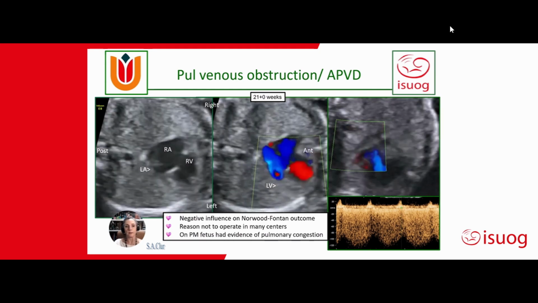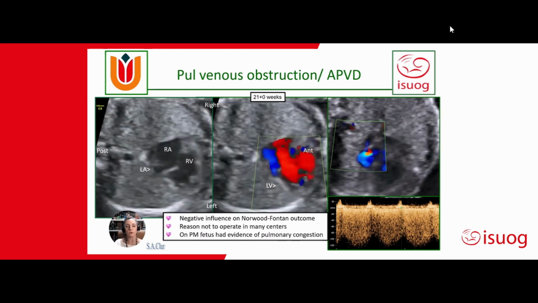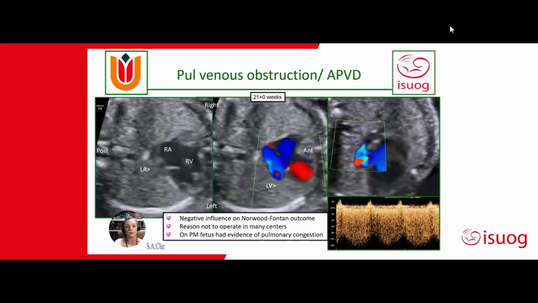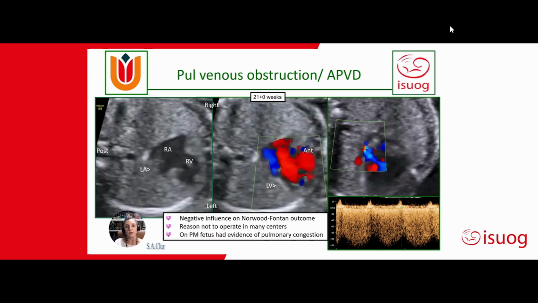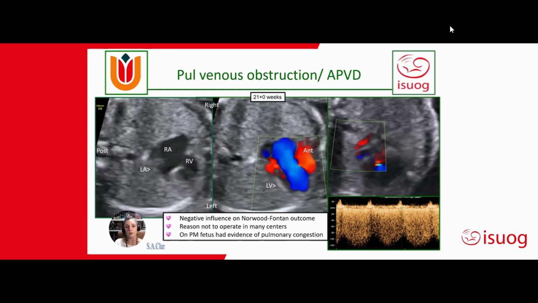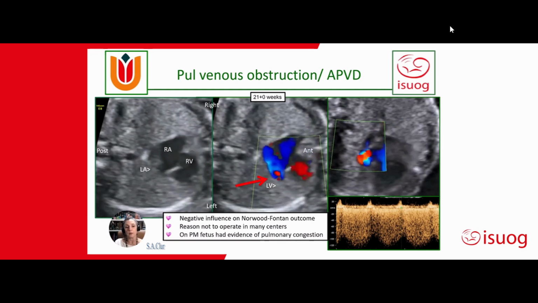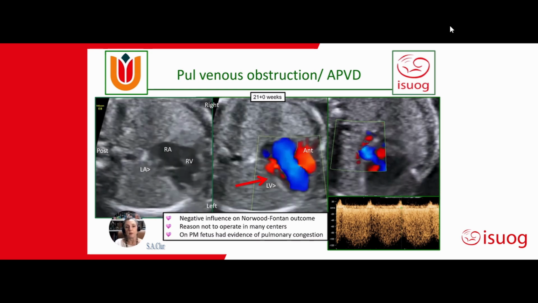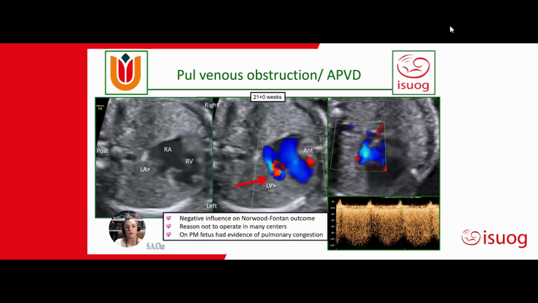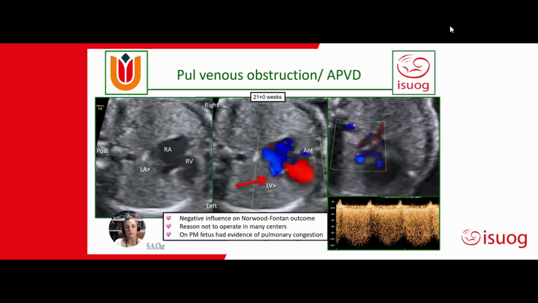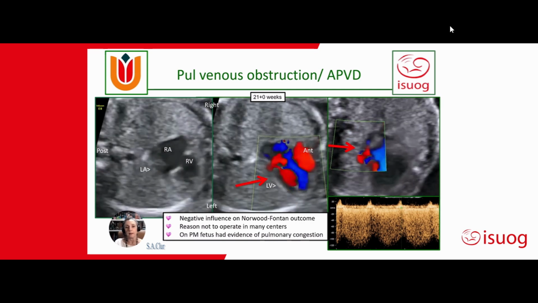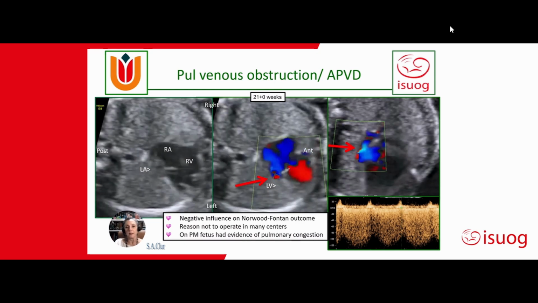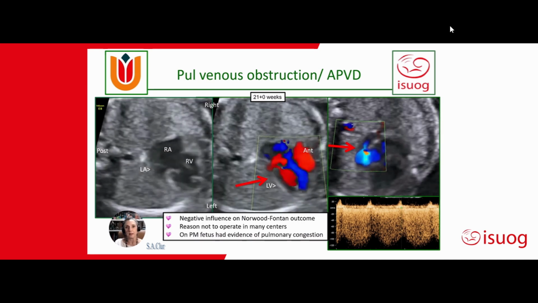When the fetus has a left ventricle that is obviously too small to support a biventricular correction, and a Norwood-Fontan pathway is required, obstruction of the pulmonary venous return or abnormal pulmonary venous return is a reason not to operate in many centers. We can see in this fetus that there is abnormal flow in the pulmonary veins with turbulence. We can see in the Doppler on the right at the bottom that there is an obstruction of the pulmonary veins, and on the right at the top we see that there is even retrograde flow in the pulmonary veins.